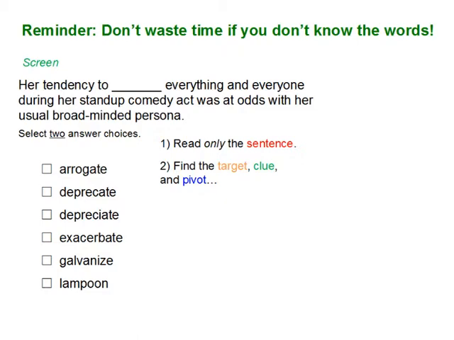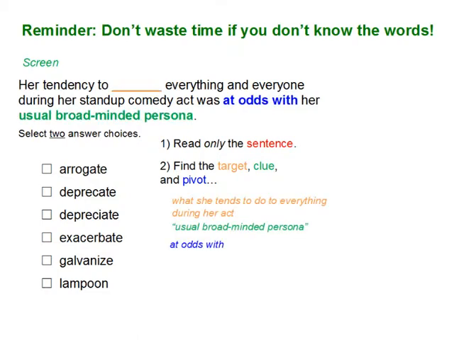Another reminder, just like we had last class, not to waste time when you don't know the words. So, for example, we could look at the one on the screen here. Her tendency to blank everything and everyone during her stand-up comedy act was at odds, there's our pivot, with her usual broad-minded persona. So she's usually broad-minded, and this tendency is at odds with that. So creating a fill-in here, something that's at odds with being broad-minded.